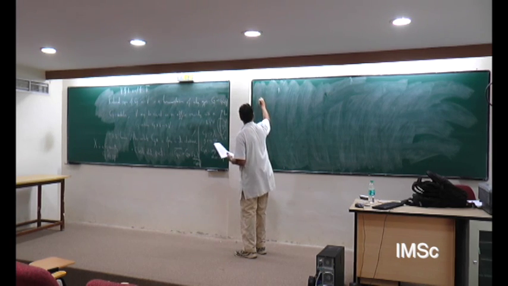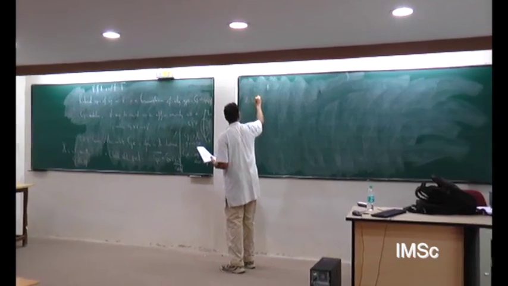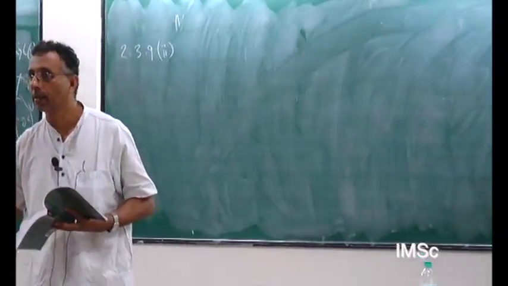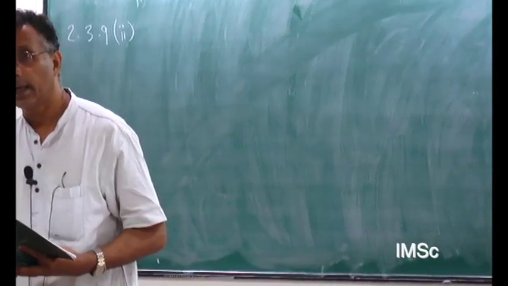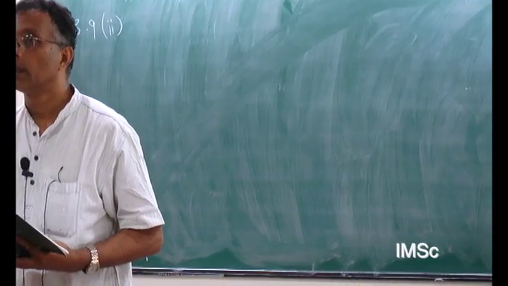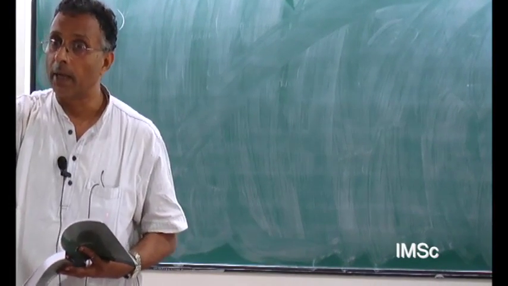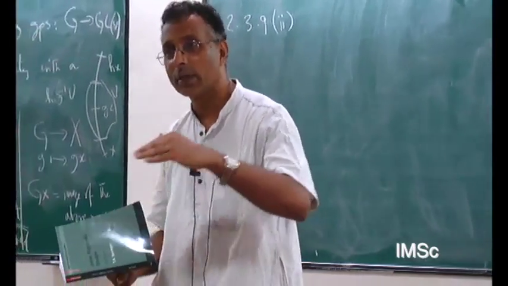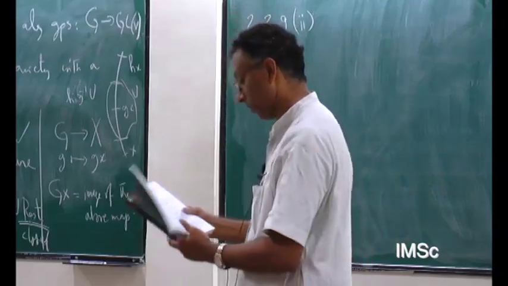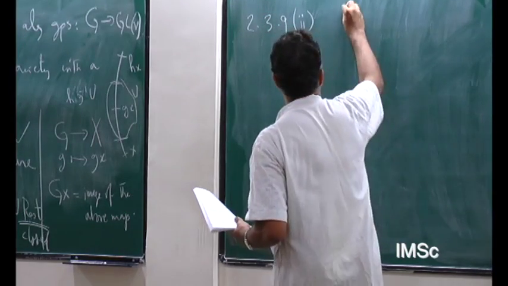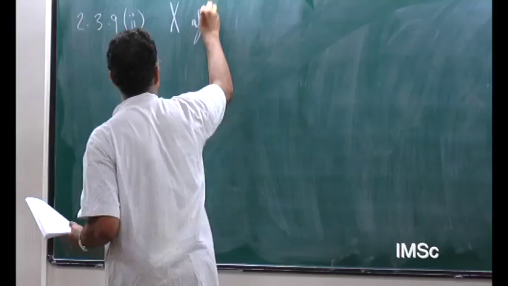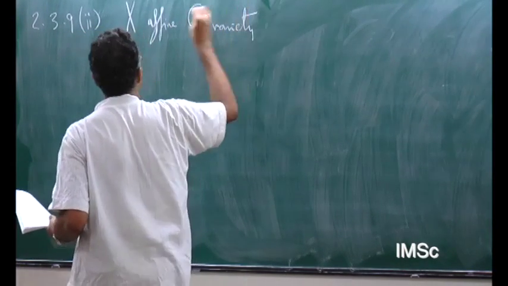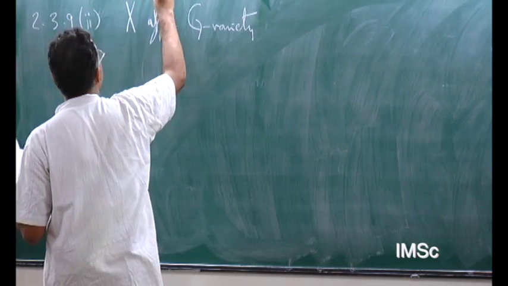So this is exercise 2.3.9.2. It's a nice result. We can appreciate the result, and the idea is that the proof of this follows the proof of the lemma. If you try to prove this, you will revise the proof of the lemma as well. So let X be an affine variety, which is a G-variety. So G is a linear algebraic group.